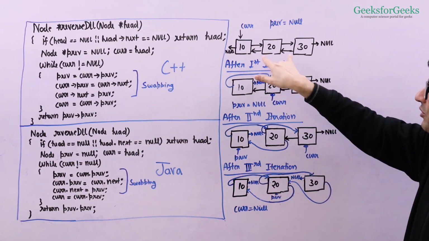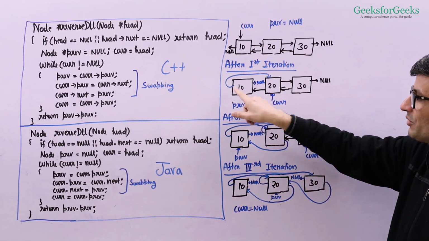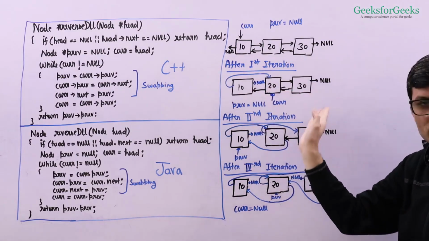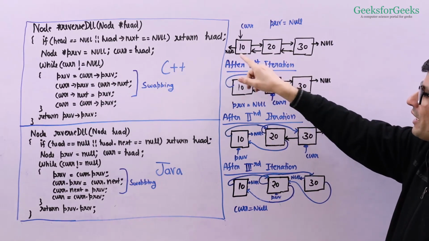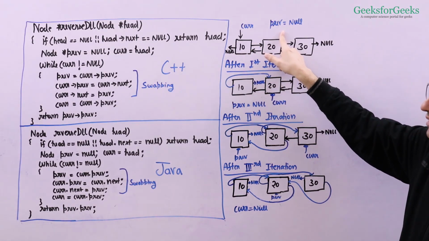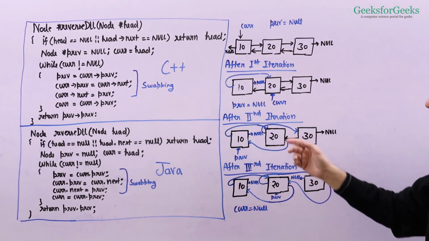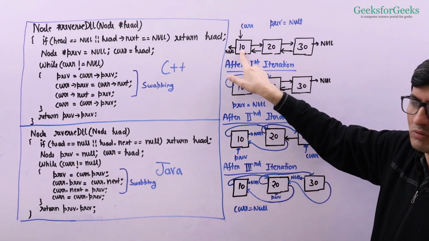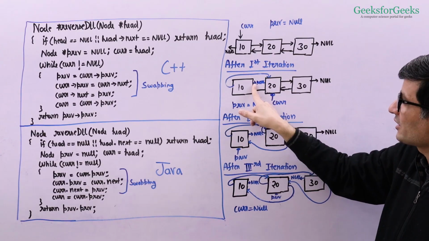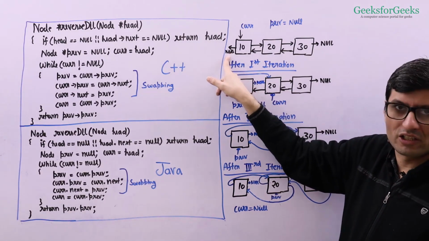Let's see a 3-node doubly linked list, and here I have shown the arrows this way, that the previous arrow is this side and the next arrow is this side, right? So we have this doubly linked list, initially current is here and previous is null. After the first iteration, what happens is previous and next of this node are swapped. So its previous now becomes 20 and its next now becomes null. Its previous was null earlier, right?